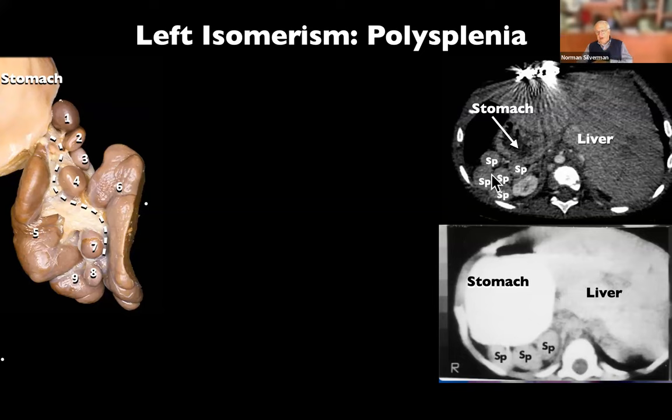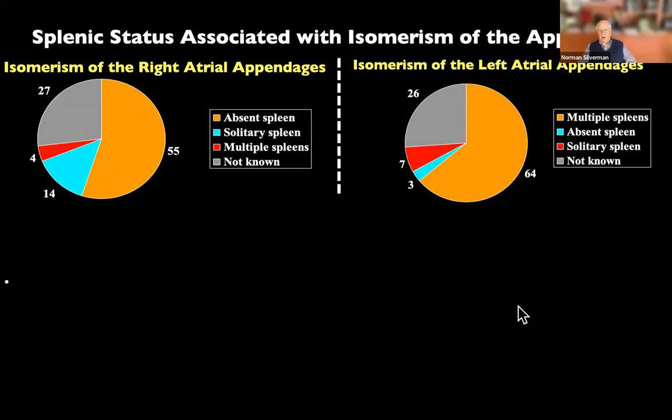And here are 2 CT scans showing these multiple spleens. Here are beautiful spleens with some contrast material in the stomach from my archive. So what does the splenic status tell us about isomerism? Well, let's look in right isomerism first. And here is the absent spleen, 55% of patients here. And here are patients with the solitary spleen. So it's true that in right isomerism, you won't see a spleen, but sometimes you do. And sometimes there are even multiple spleens.